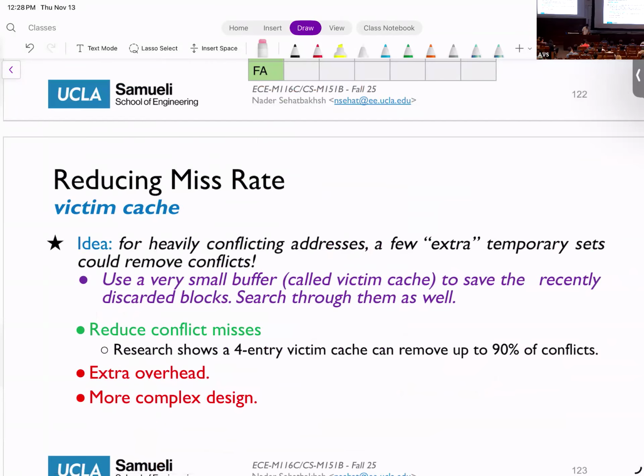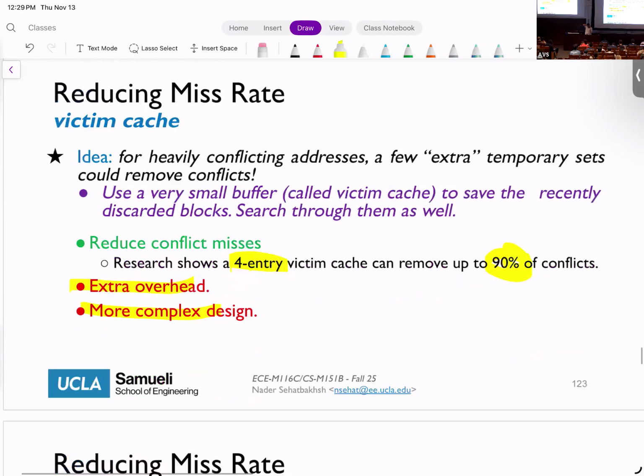Yeah, and as I said, victim caches are actually pretty small. Usually a 4 entry cache can reduce 90% of conflict misses. So it's very significant. The downside, of course, is the extra overhead and more complexity, because now your misses need to go to the victim cache and then from the victim cache go to the next level. Your miss penalty is slightly more. So there are these other problems that are going to happen as a result of victim cache. But again, since it's reducing conflict misses by 90%, this might be a good trade-off to make. Okay.